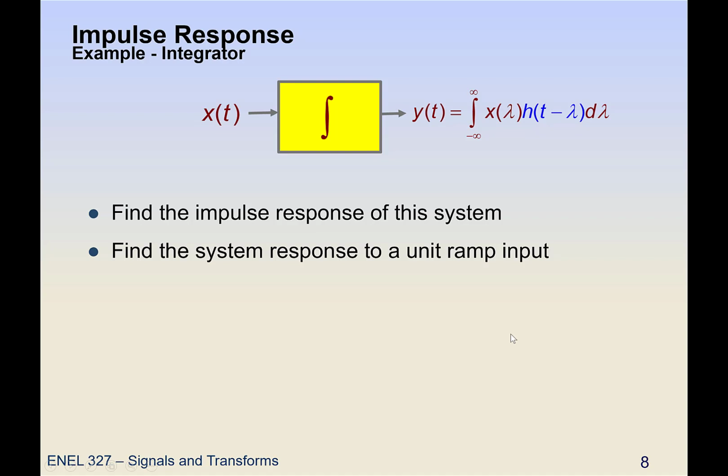Okay, so let's take a look at an example. Hopefully this will help things sink in a little bit. So what we're going to do is first find the impulse response of this system, which is just an integrator. It takes the input and integrates it. So we're going to find h of t first, and then we're going to find the system response to a unit ramp, given that we already know h of t.